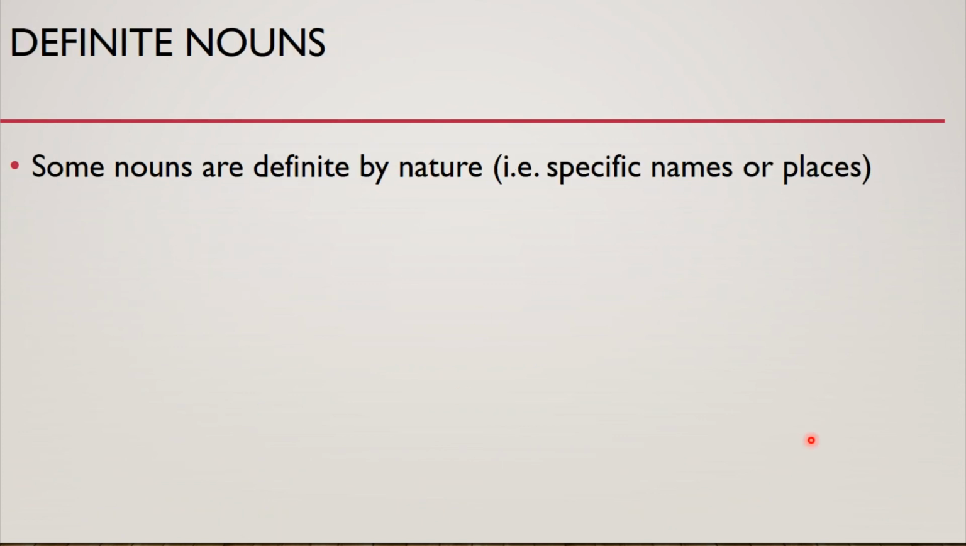And similar to English, some nouns are definite by nature, such as names or places. So for instance, in this chapter we learned the name Avraham, we learned David. We also know, I used this as an example in a previous video, Yisrael. Right, so these are definite by nature. When we talk about Abraham, well, we know who we're talking about. We don't have to specify. Same thing with David, same thing with Israel.